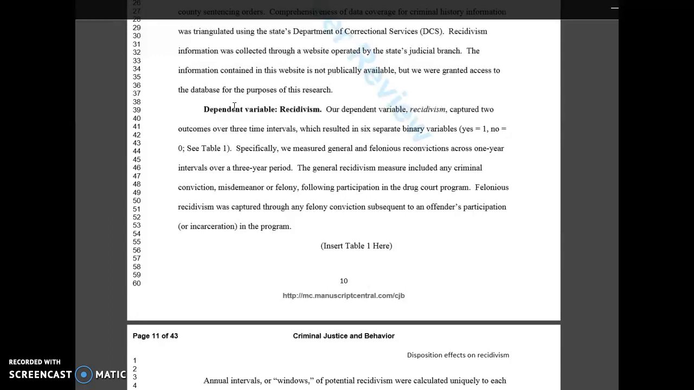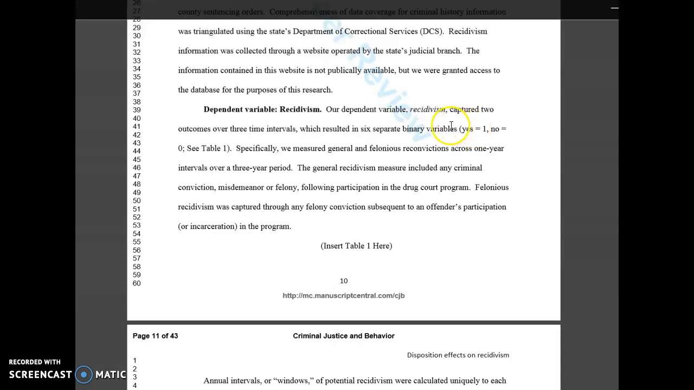As the researcher, I must explain to the reader what exactly I mean by recidivism. And of course here it is captured under 2 outcomes in over 3 time intervals, which essentially gives us 6 dependent variables. So what we see here in question 5 of the quiz is, what are the dependent variables? It is general recidivism over a 1, 2, 3 year period. And then it is felonious recidivism over a 1, 2, 3 year period. And this was all individuals who were convicted of a crime rather than, say, being arrested for a crime.